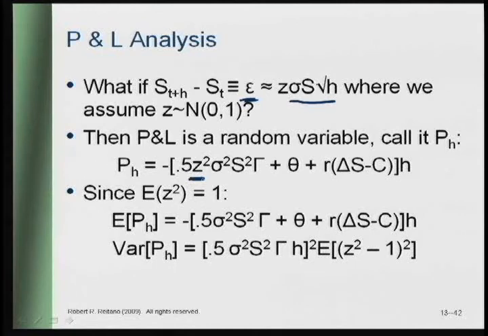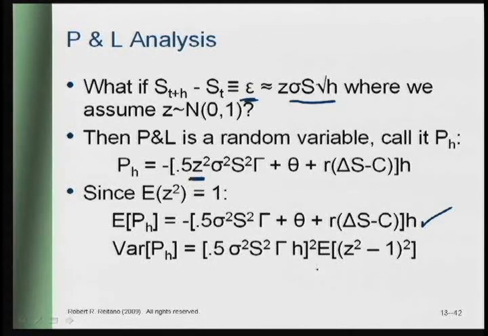We can calculate the mean and the variance of this random variable. The mean is easy because we know the expectation of Z squared is 1. So we can here calculate the expected P&L, and that's an expression we've seen before where we assume that Z is plus or minus 1. And this term by the Black-Scholes equation would be 0. So what one can say is that the expected value of this random variable is 0. And then we can calculate the variance of this random variable by subtracting the mean from the P&L and squaring it and taking the expectation.